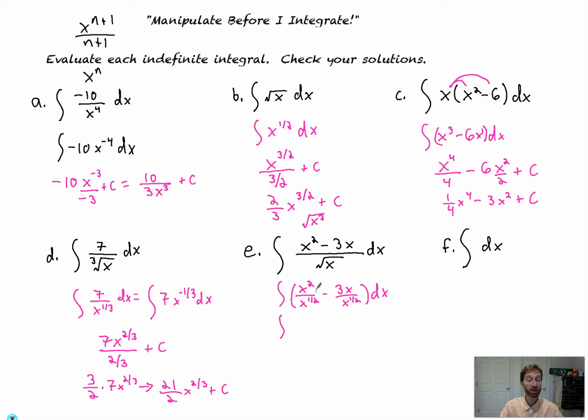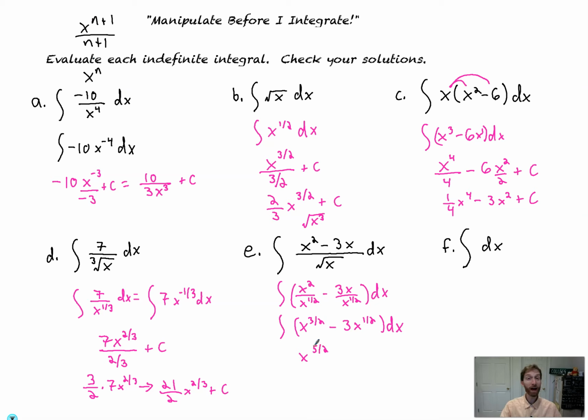X to the 2 over x to the 1/2, we subtract exponents as x to the 3/2. Minus, we got that 3 to bring down, 3x over x to the 1/2 is x to the 1/2, subtracting 1 minus 1/2. That's dx. Now we're ready to integrate. So we add 1 to 3/2. It's in this form. We're good. That's going to be x to the 5/2.